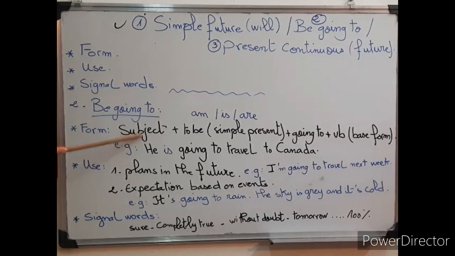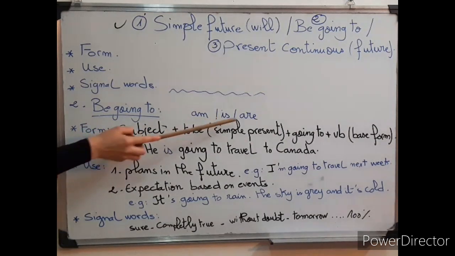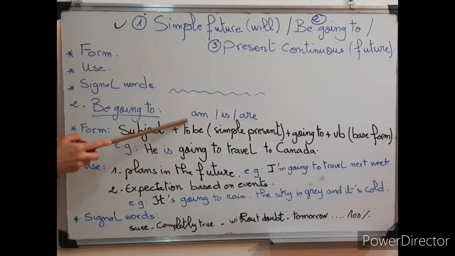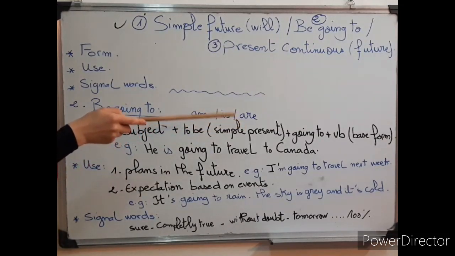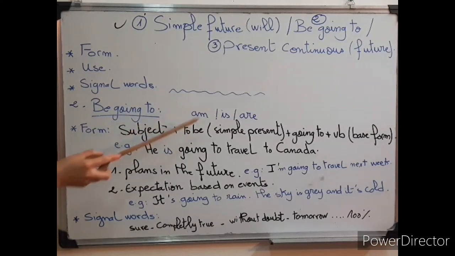So subject plus to be. Be is the verb to be in simple present. When I say verb to be in simple present, it's am, is or are. For the negative: am not, is not, are not. And for the question, we just invert, pour la question juste on fait l'inversion du sujet. So in the affirmative: subject plus verb to be in simple present, which is am, is or are, plus going to, be going to, plus the verb in the base form. We are missing something from this; the sentence is false.